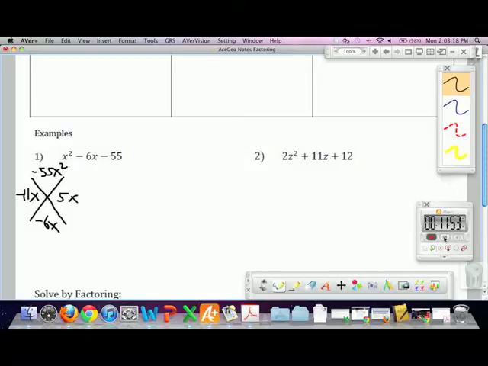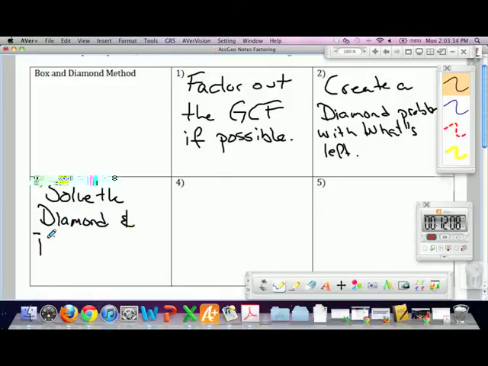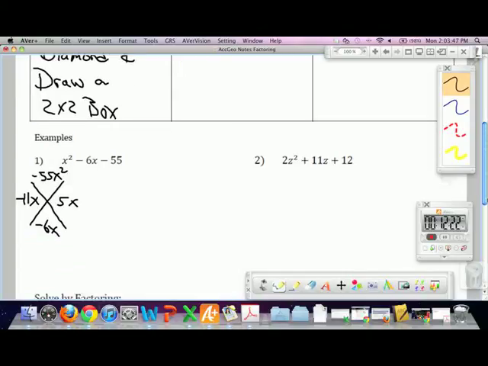Okay, once we've created and solved the diamond problem, then we'll draw a 2x2 box. And we'll fill in the 2x2 box as follows. The box part of the box and diamond, we'll draw a 2x2 box. We'll put our answers to the diamond problem in the diagonals.